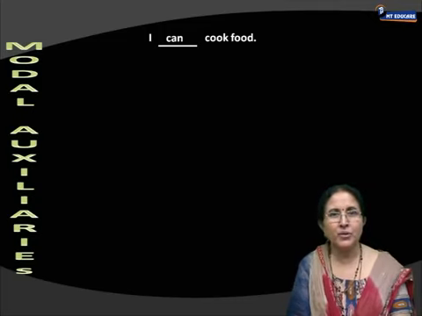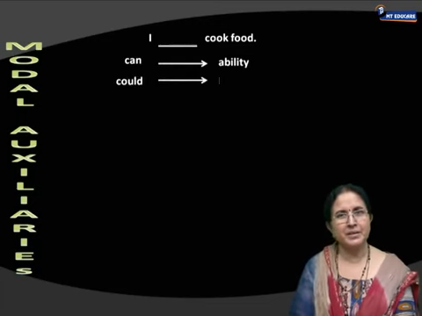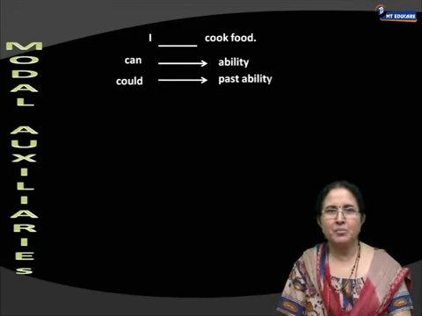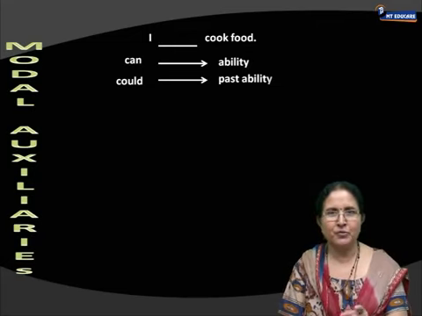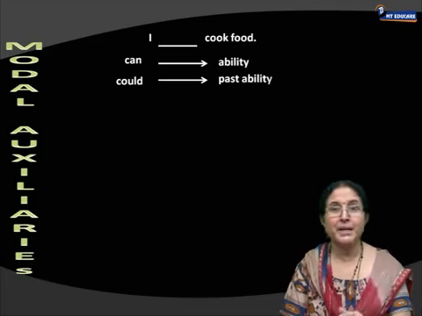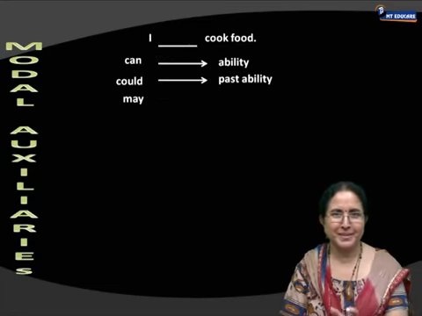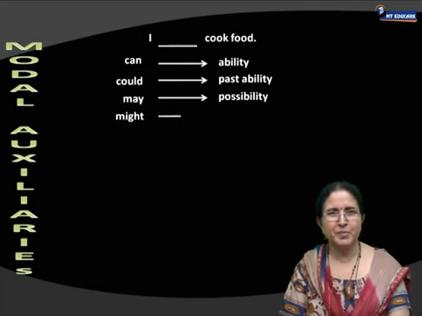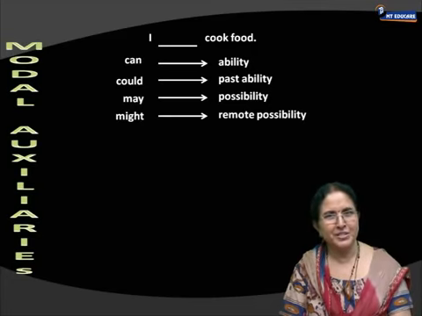Now I can cook food shows your ability. Whereas if you say, I could cook food, refers to your past ability. Earlier, I could cook food. So if you see here, depending on the modal auxiliary, the meaning of the sentence changes. Come to I may cook food. Now this refers to, you're coming home, I may cook food for you, possibility. Next, might. I might cook food. Remote possibility. Possibility is immediate. Might refers to far away possibility. You know, remote, far away connection, this way.